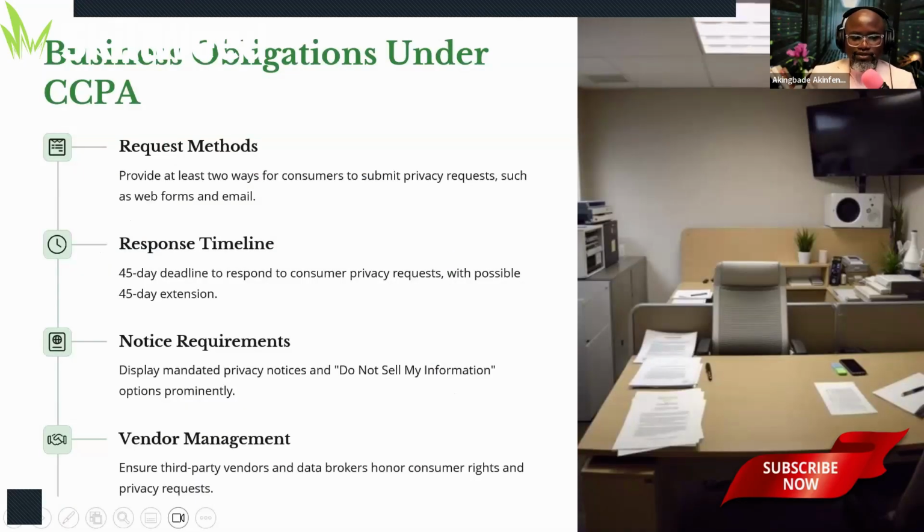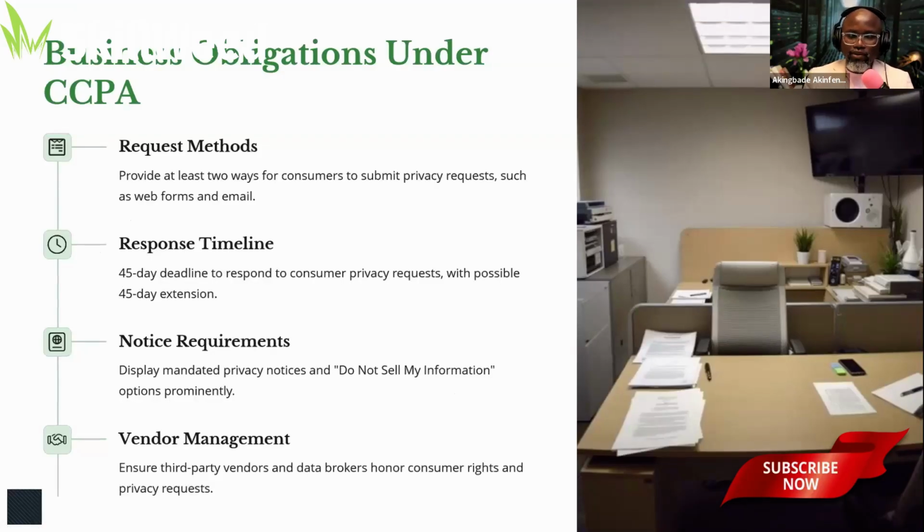So what are the business obligations under CCPA? At the end of the day, businesses are going to be very, very targeted, right? So request method: you have to provide at least two ways for consumers to submit their privacy requests, such as a web form or an email. Your response timeline is within 45 days to respond to a consumer privacy request. You have to have a notice requirement. So your privacy notices and do not sell my information option must be shown prominently. So there should be a check mark that says, okay, don't sell my information for any reason. Then vendor management: ensure third-party vendors and data brokers honor those consumer rights and privacy requests. So as a business, this is an obligation you have to oblige to. There's no option, or else you'll be at risk of violating those laws.